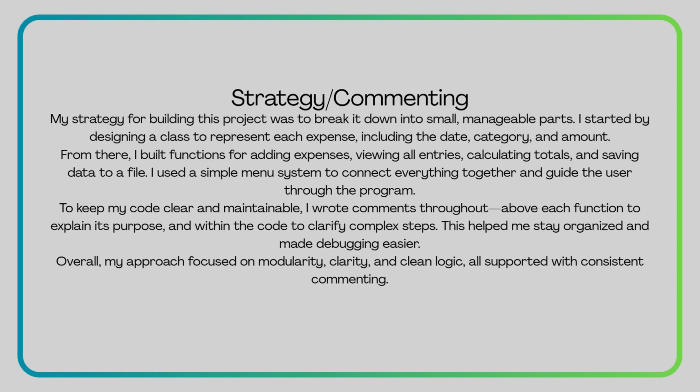Strategy. My strategy for building the project was to break it down into small manageable pieces. I started by designing a class to represent each expense, including a date, category, and amount. From there, I built functions for adding expenses, viewing all entries, calculating totals, and saving data to a file. I used a simple menu system to connect everything together and guide the user through the program. To keep my code clear and maintainable, I wrote comments throughout the code, above each function to explain its purpose and within the code to clarify complex steps. This helped me stay organized and made it easier to debug. Overall, my approach focused on modularity, clarity, and clean logic, all supported with constant commenting.